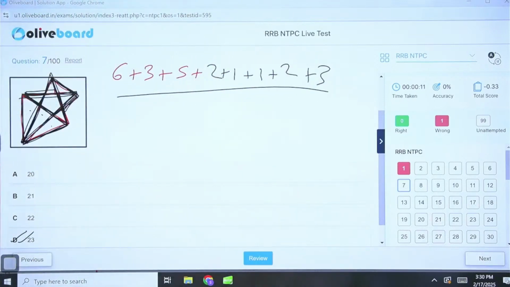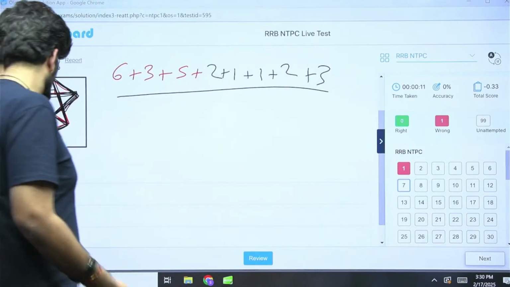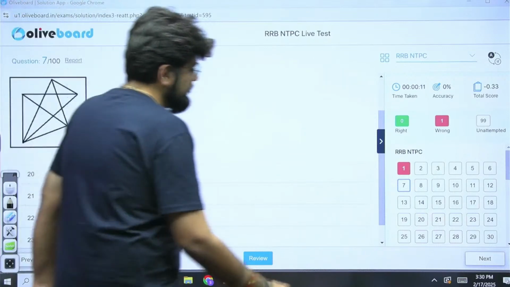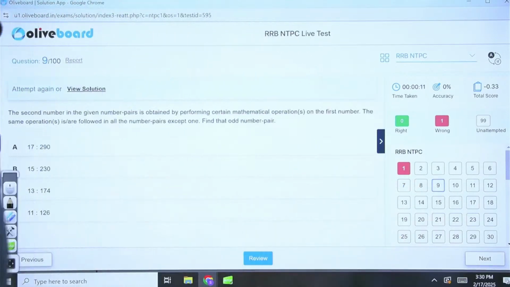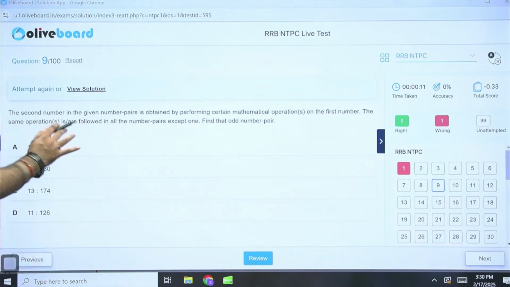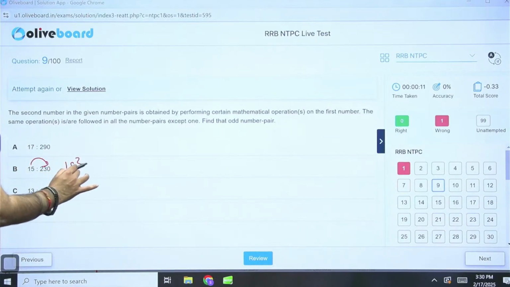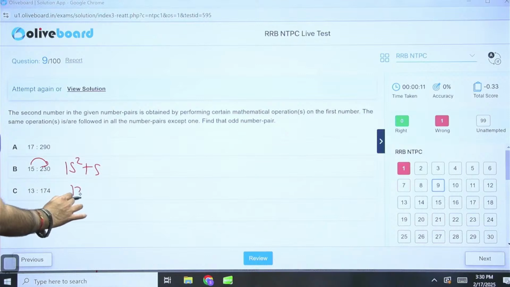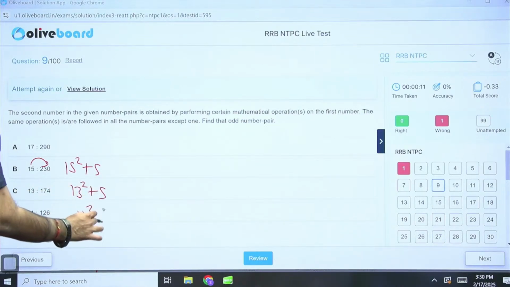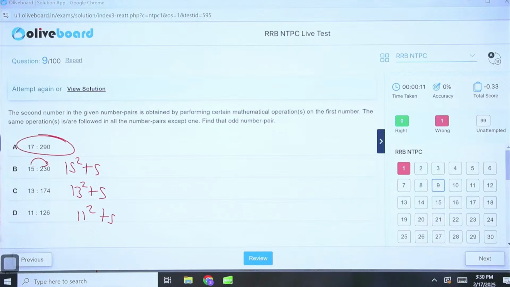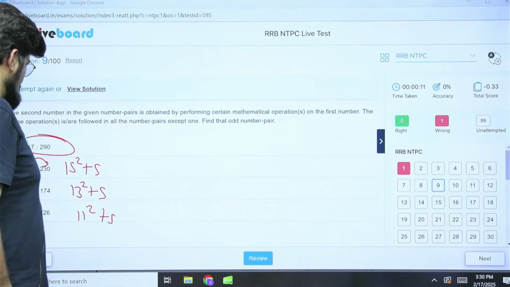Let's move on to the next reasoning question, which is the 9th question. So the 9th question is pretty simple. It is just asking you to choose the odd one out. Now if you look at it closely, 15 square is 225 plus 5. So 15 square plus 5, this is 13 square, 169 plus 5. This is 11 square plus 5. So this is obviously the odd one out. This is 17 square plus 1. Option A becomes your right answer.